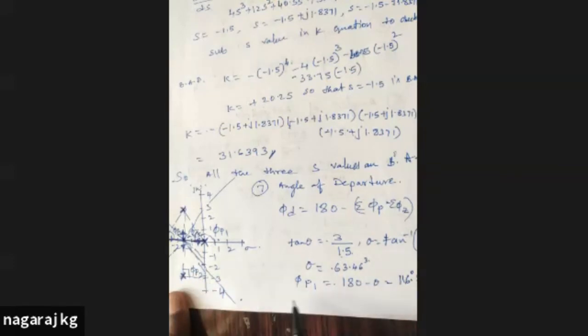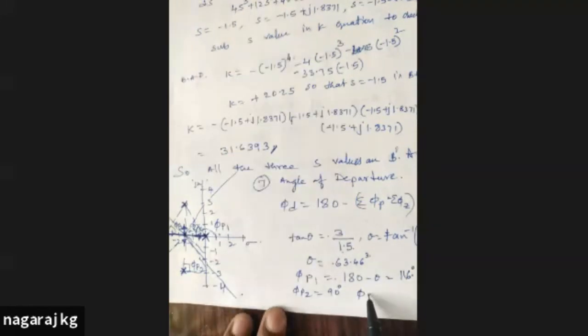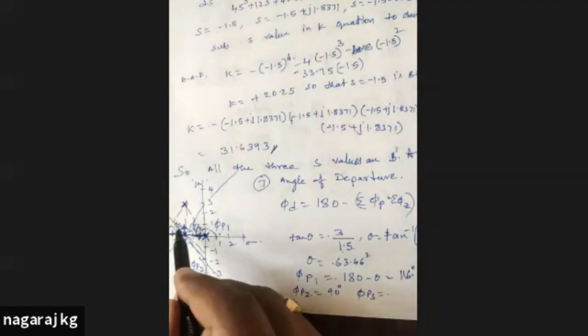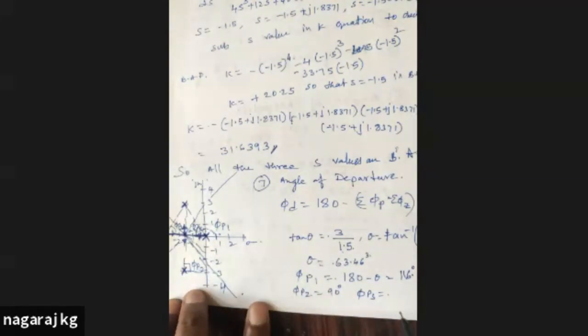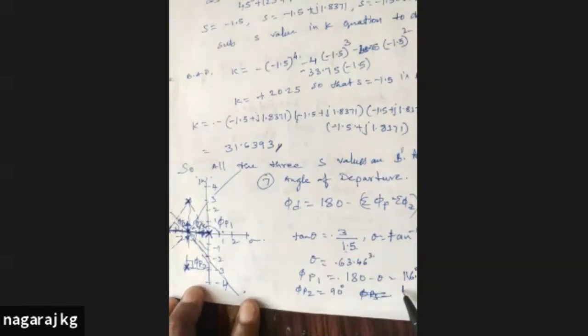Directly you can read what phi P2 is. Phi P2 with respect to the real axis is 90 degrees. The imaginary line makes an angle of 90 degrees with the real axis. What is phi P3? For phi P3, you go directly opposite by adjacent, tan. Phi P3 is equal to tan inverse of 3 by 1.5. Phi P3 is equal to 63.43.